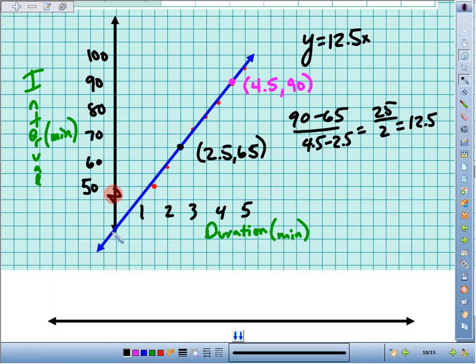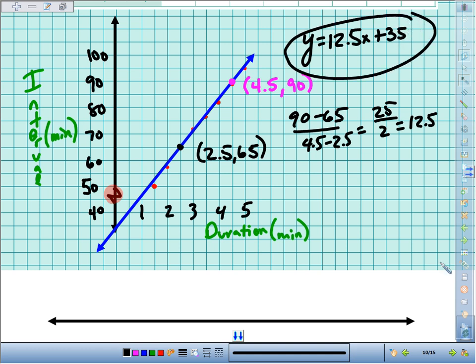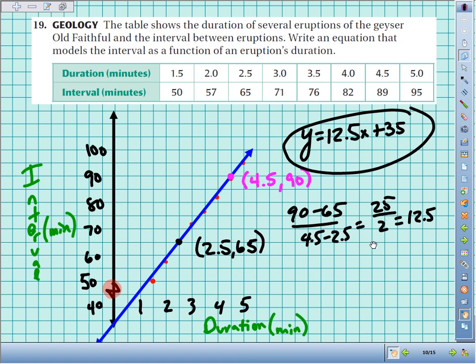So what is the actual y-intercept here? Well, work your way backwards. There's 50, there's 40. So we're looking at about 35. So our final answer will be y equals 12.5x plus 35. Now, your answer might vary a little bit, but as long as you're close to those two values, that's a pretty good estimation.